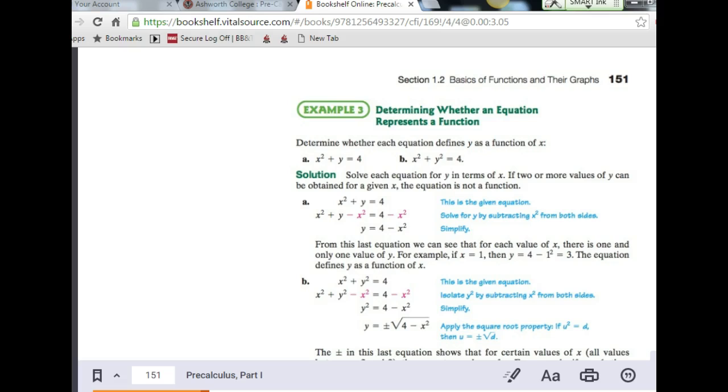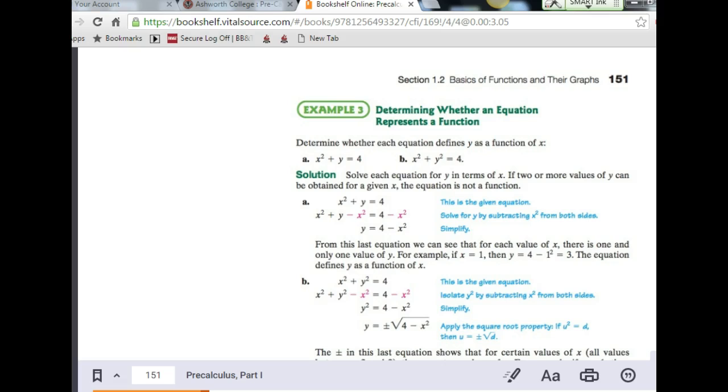And what happens is we determine whether each of the equations defines y as a function of x. Now, remember what we said in previous recordings, that for something to be a function, there can only be one and only one y value for the x value that is presented.